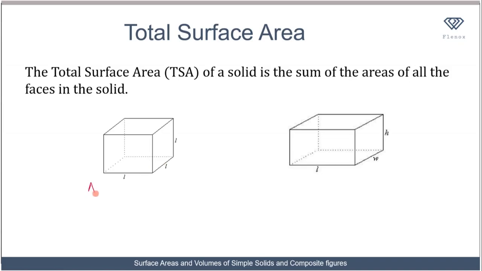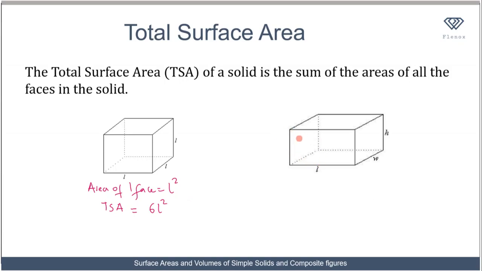So the area of one face is equal to L squared. But now in the cube we have six faces: the front and the back, left and right, and the top and bottom. So the total surface area of a cube is given as 6 times L squared, because we have 6 faces. Now for a rectangular box, we also have 6 faces, but only the opposite faces are equal.